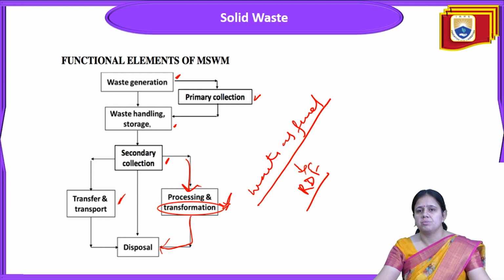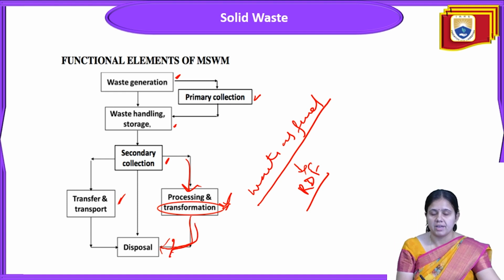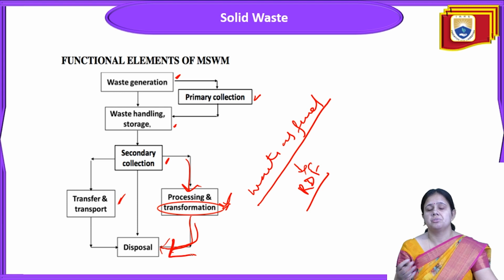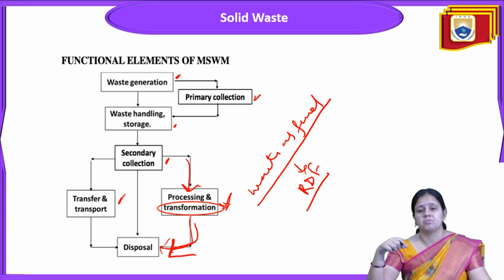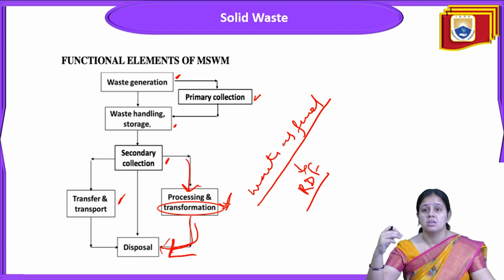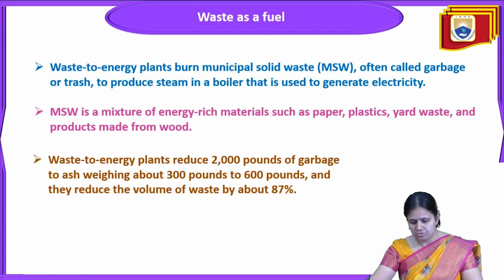So it starts from waste generation, then waste handling and storage, primary collection methods, and in the secondary collection methods, two steps are there: transfer and transport, and processing and transformation. From processing and transformation, the next step is disposal. After this processing and transformation, the waste goes for the final disposal. Before that, what are the different techniques to extract energy from the waste, to extract some useful material from the waste? For this, we are going to study waste as a fuel, and what is this RDF, that is refuse derived fuel.